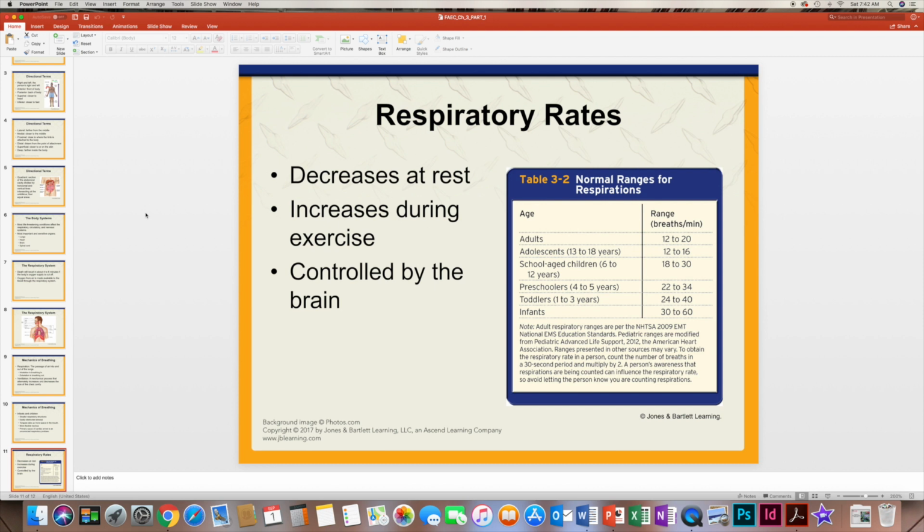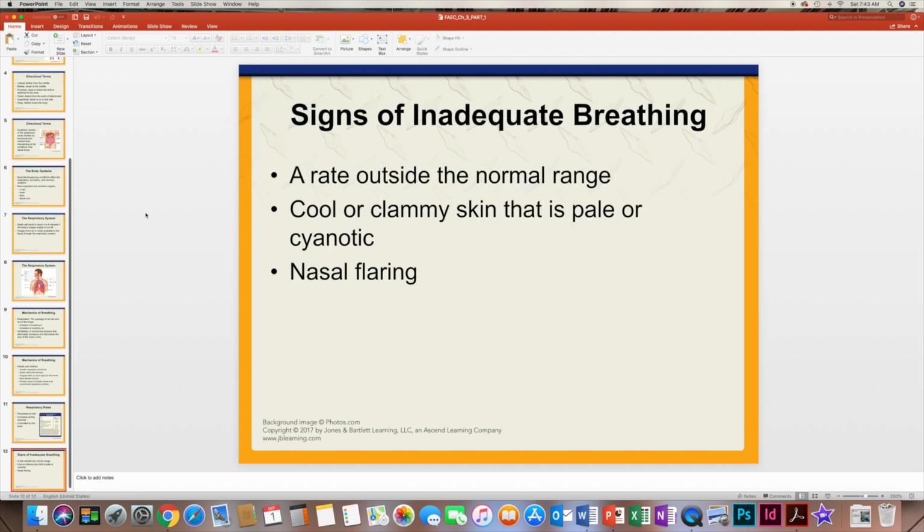A normal breathing range for adults is about 12 to 20 breaths per minute. Try that, time yourself for a minute and see if you fall within that range. Signs of inadequate breathing: you might be outside that normal range, or your skin is cool or clammy, or it's pale or cyanotic, and cyanotic means it's starting to turn blue. And if you have nasal flaring, those are signs that you're not breathing properly. So those are things you should look out for.